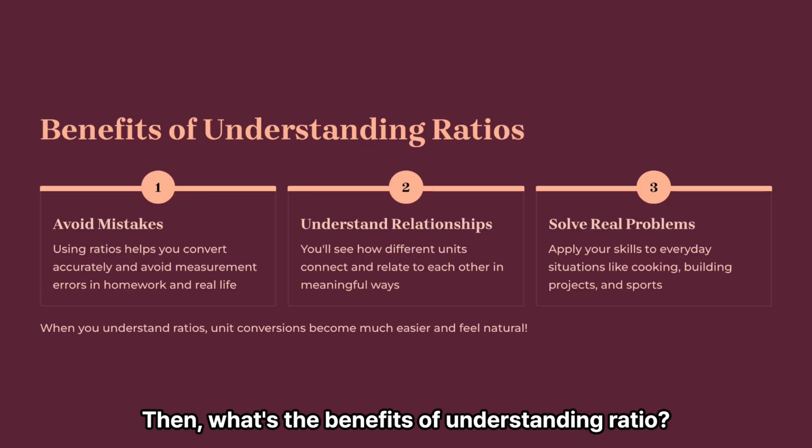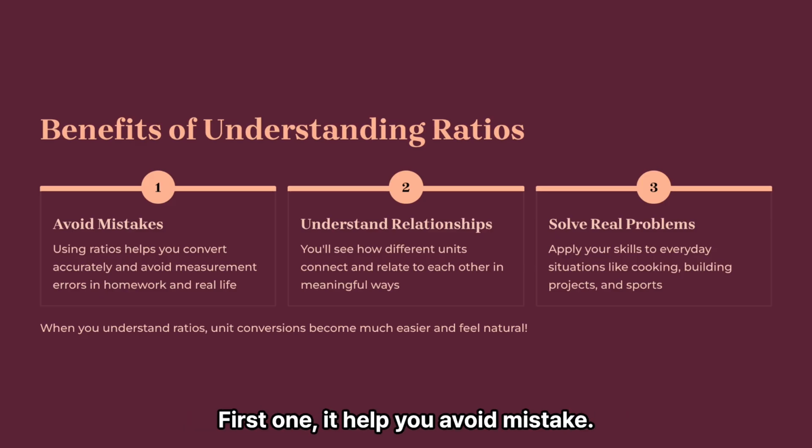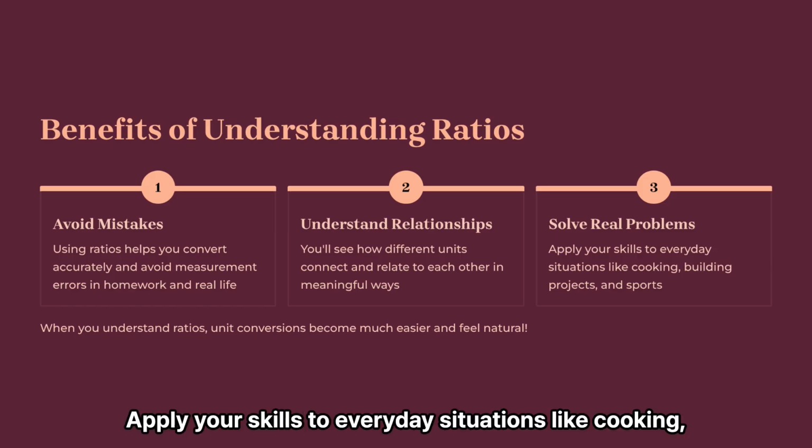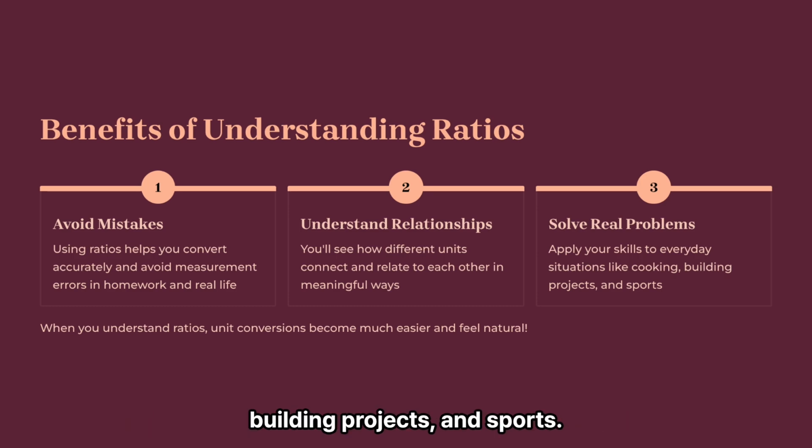Then, what are the benefits of understanding ratio? First one, it helps you avoid mistakes. Using ratios helps you convert accurately and avoid measurement errors in homework and real life. The second one, understanding relationships. You will see how different units connect and relate to each other in meaningful ways. Solve real problems. Apply your skills to everyday situations like cooking, building projects, and sports. So when you understand ratio, unit conversion becomes much easier and feels natural.